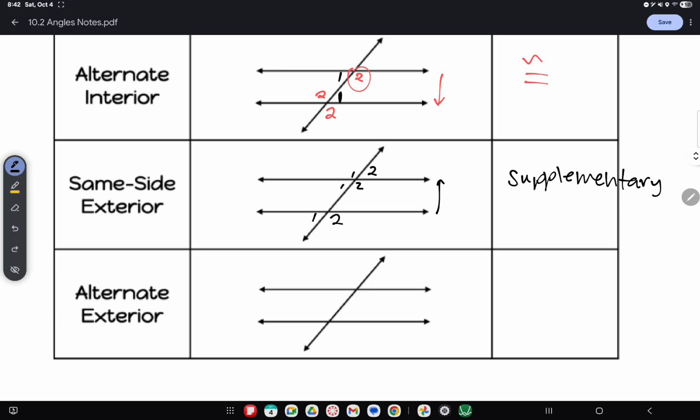And then we have alternate exterior. So alternate is on opposite sides of the transversal. And then exterior means on the outside of the parallel lines. Right? So if I go here, alternate exterior would be over here. And again, if I'm thinking shifting wise, that's where the two angles will now be. Now they are vertical, which means they are congruent. Okay? So alternate exterior angles are congruent.